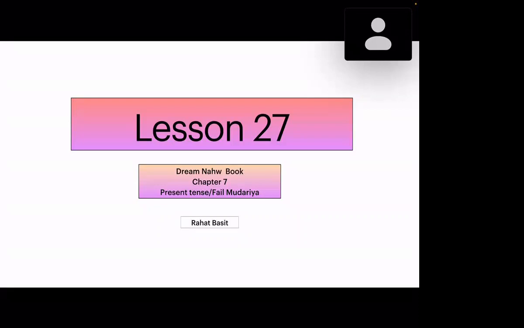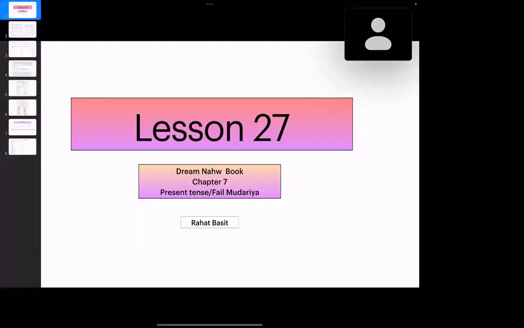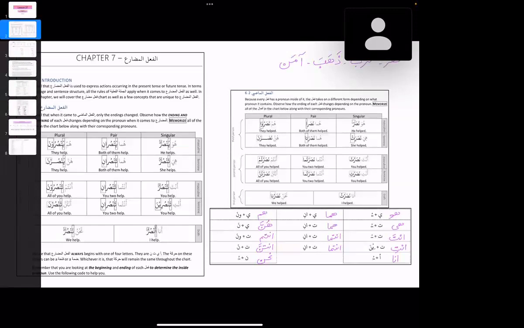Lesson number 27 we are going to have, and Fail Mudaria, inshallah, by the izan of Allah subhanahu wa ta'ala, we are going to start, which is very interesting and fun. Let's start.